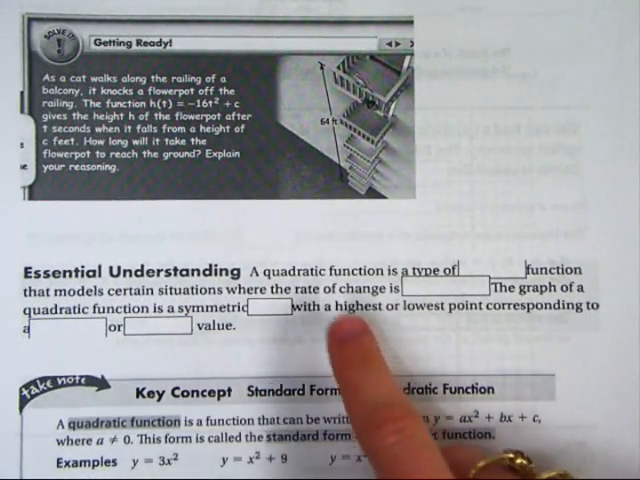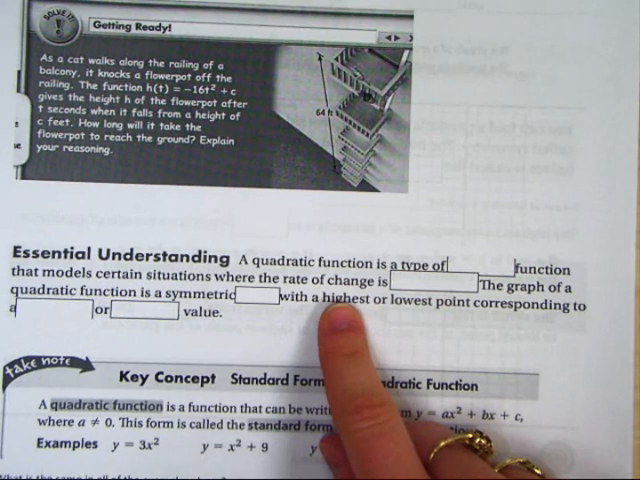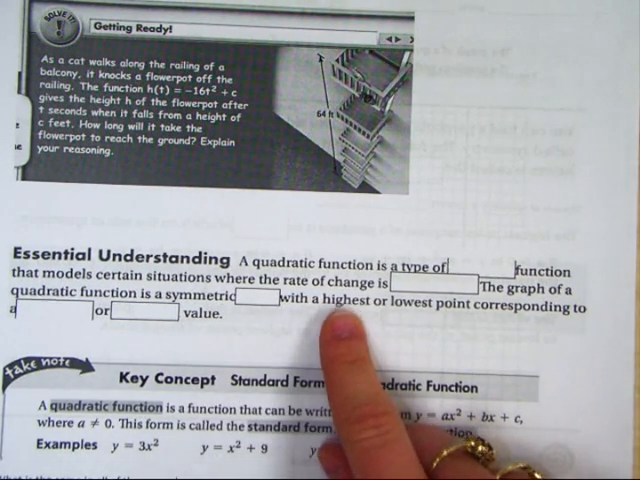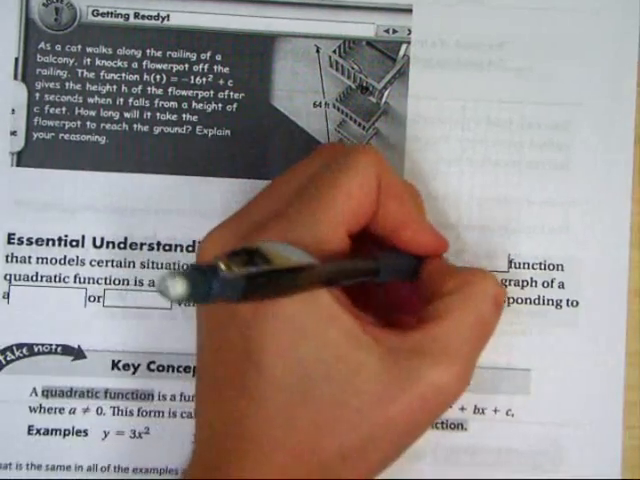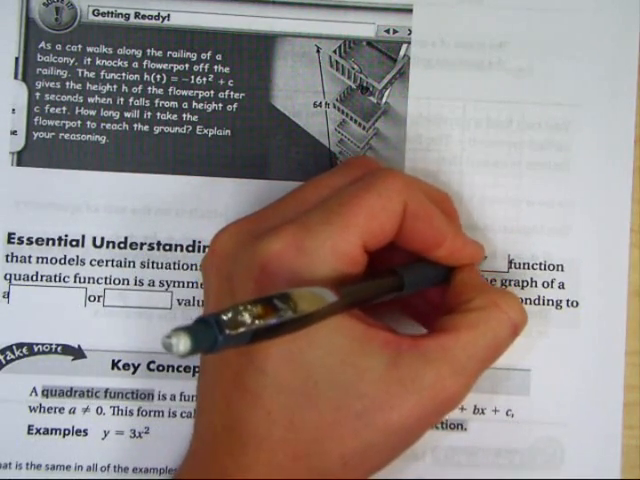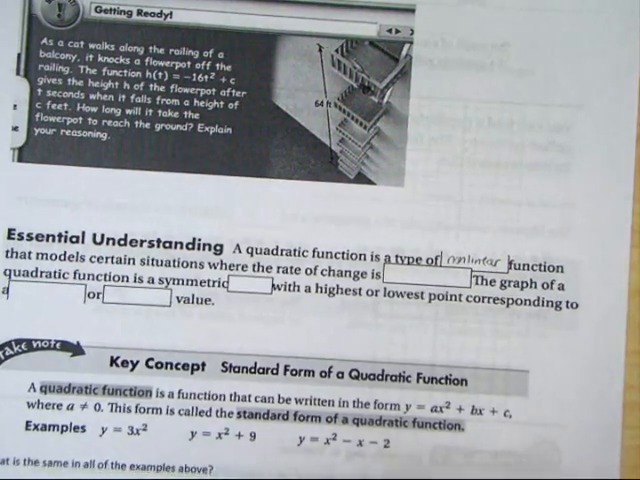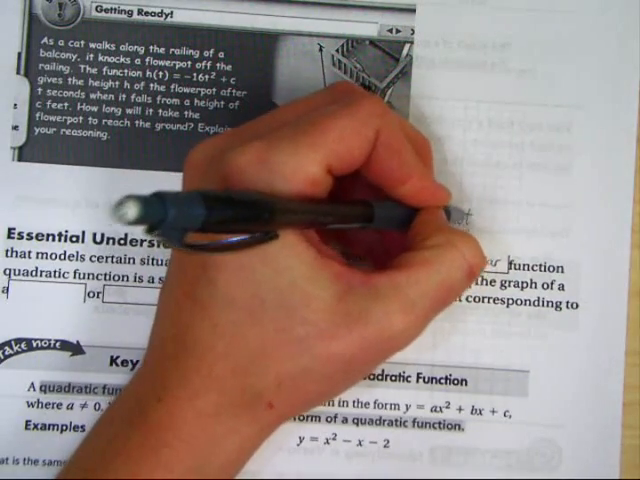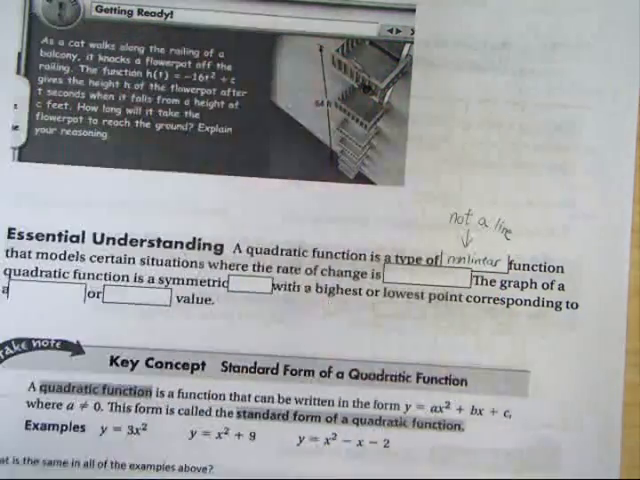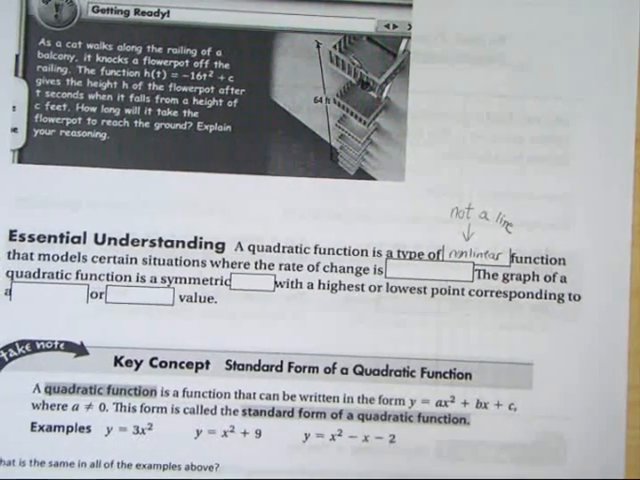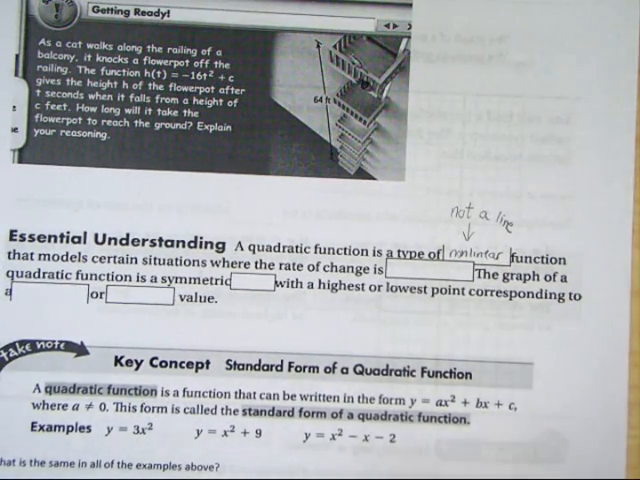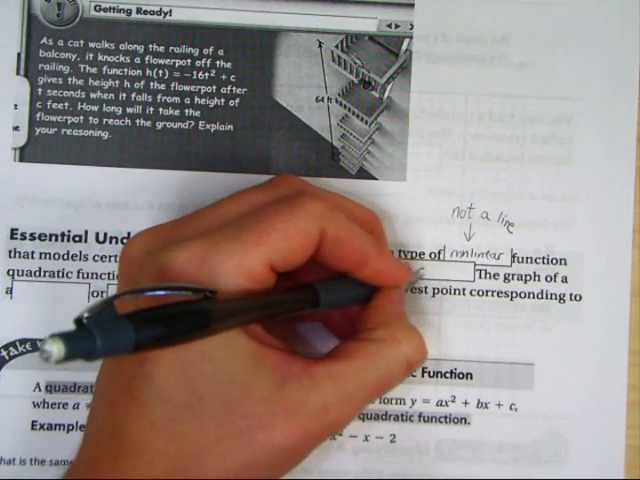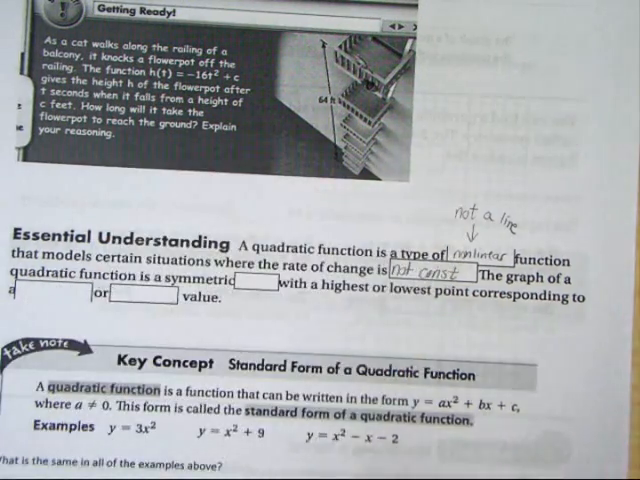One of the most important things today is this little paragraph and that you understand the different things inside of it. The quadratic function is a type of non-linear function. Now, what does it mean to be non-linear? Well, what word is in linear? A line, right? So non-linear means it's not a line. Okay, so it's not going to be a straight line today. It models certain situations where the rate of change is not constant. Okay, that means that as something is changing, it's either changing really fast or it's changing slow.